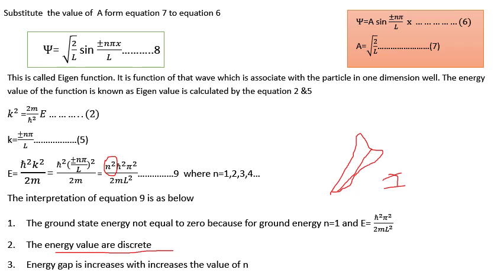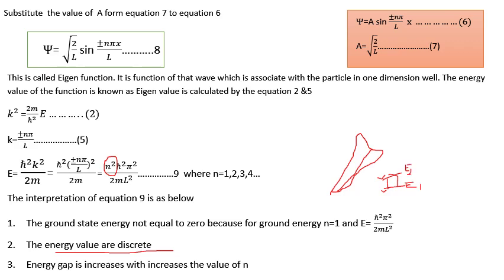It means that there is some gap between the ground energy level and the first excited state. One thing I also want to say is that if the ground state is n equal to 1, then the first excited state starts with n equal to 2. So energy levels are discrete.